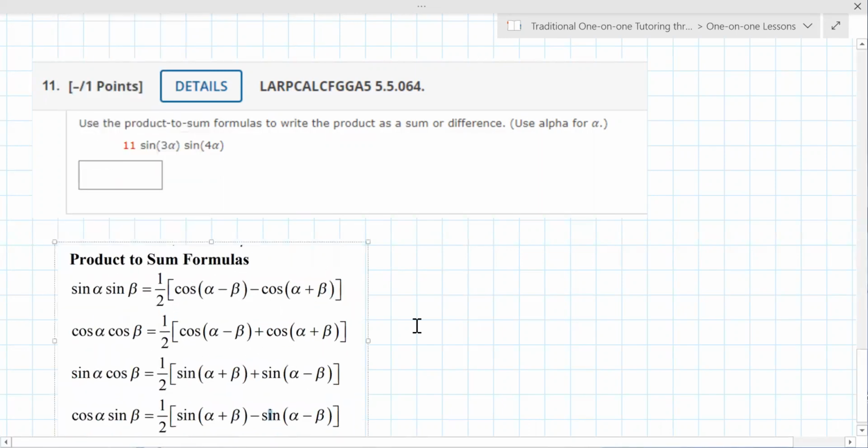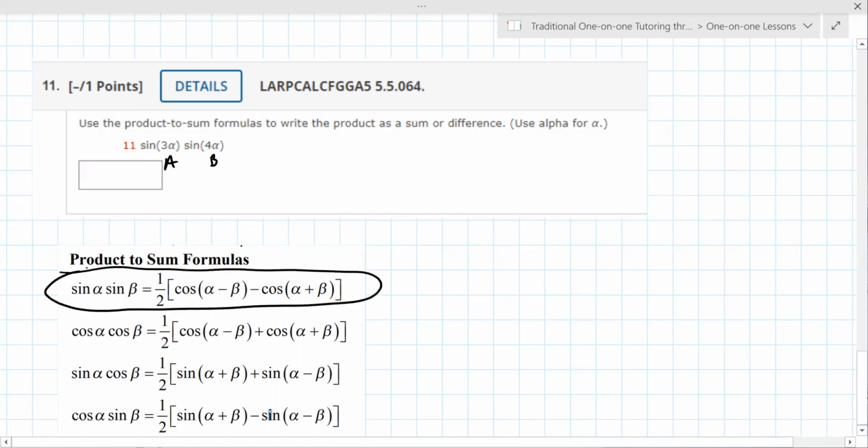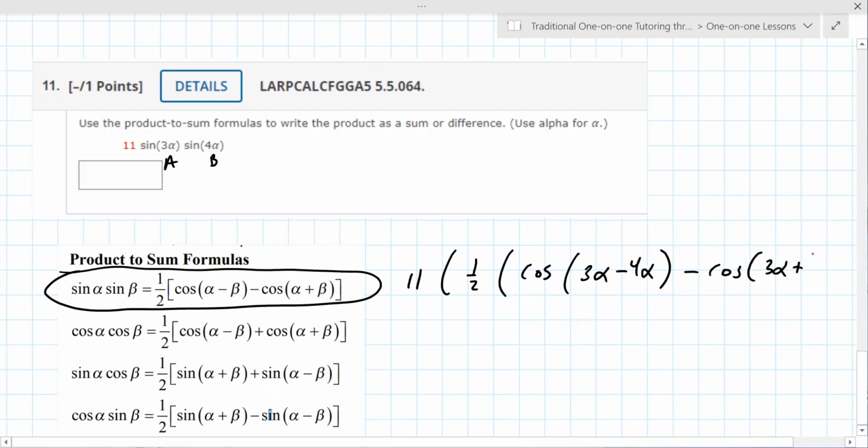So you have to identify your alpha and your beta, or if you prefer, big A and big B. And then it's just a matter of patterning it. Okay, we're using the first one here. So the 11 just hangs around, but it becomes 1/2 cosine of alpha minus beta. So you just do it in the order you see it here. That's cosine of 3 alpha minus 4 alpha, minus cosine of 3 alpha plus 4 alpha.